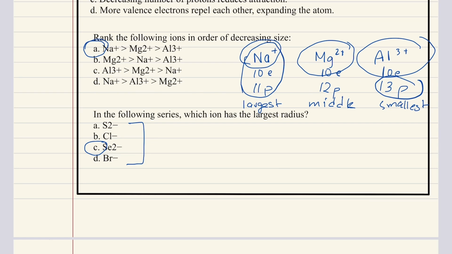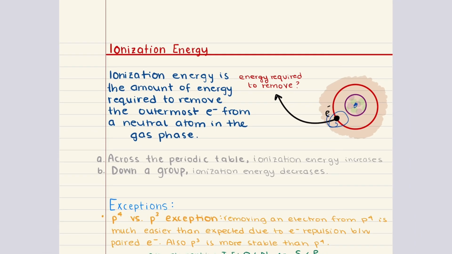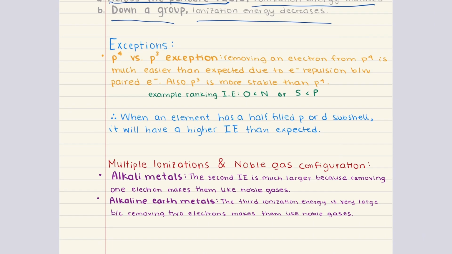With that, we can move into our next discussion on ionization energy. Ionization energy is the amount of energy that's needed to remove the outermost electron from a neutral atom in the gas phase. The stronger the attraction between the nucleus and the valence electron, the more energy that's required to remove it. Now, what are the general trends for ionization energy? Across the periodic table, ionization energy increases, and down a group, ionization energy decreases.